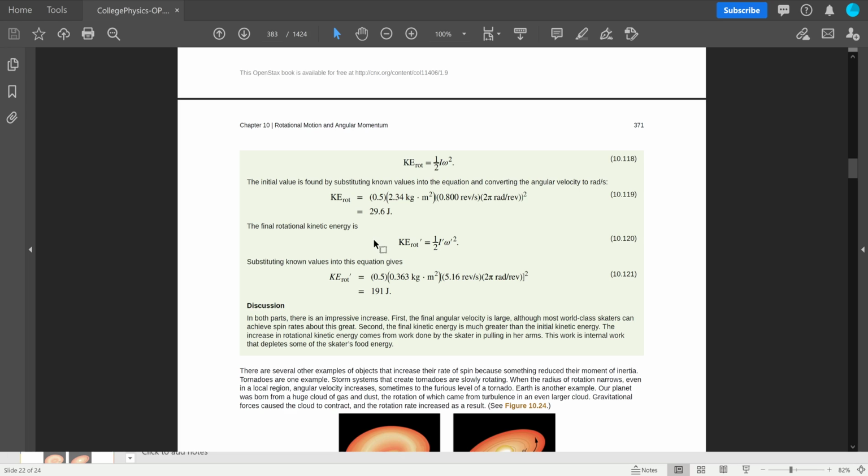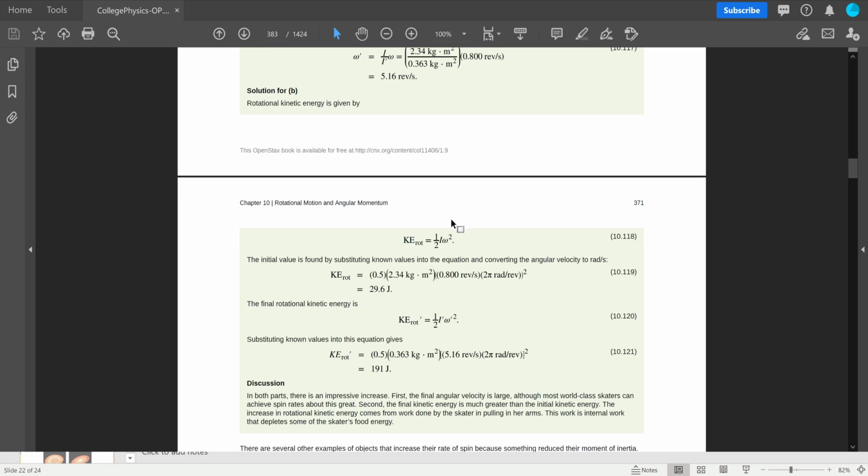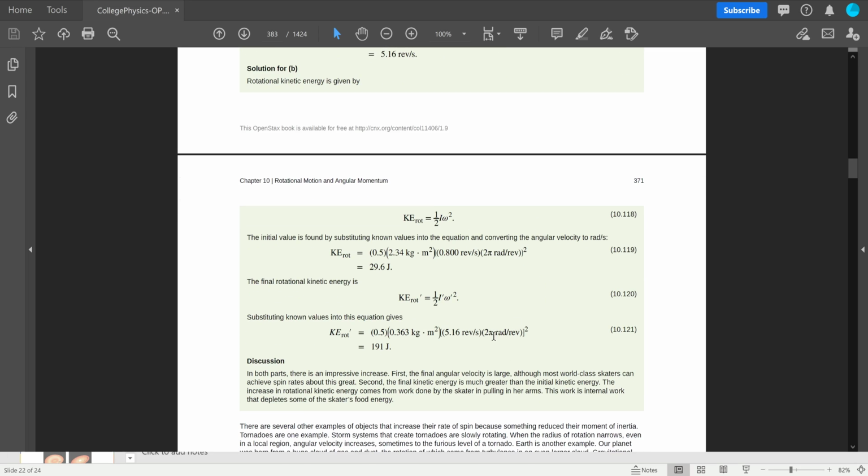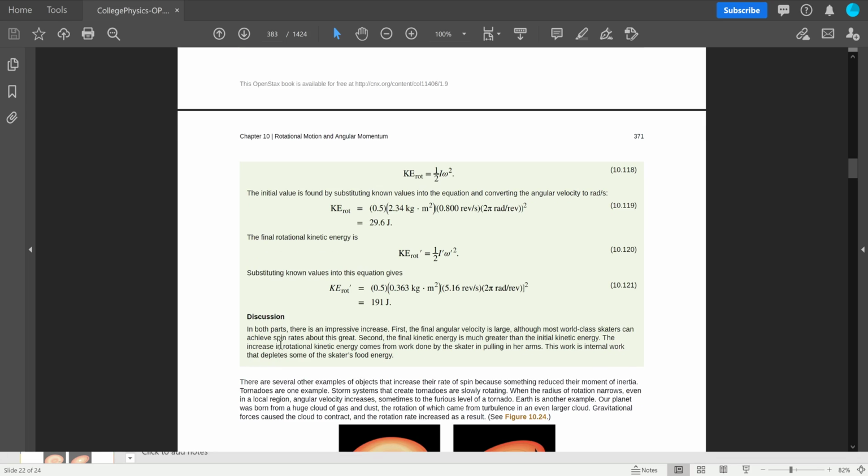And for our final rotational kinetic energy, we do the same thing. We take our 5.16 revolutions per second, which we just found, multiply that by 2 pi, and use our final moment of inertia. That gives us 191 joules. So in both parts, there is an impressive increase. First, the angular velocity is large, although most world-class skaters can achieve spin rates about this great. Second, the final kinetic energy is much greater than the initial kinetic energy.